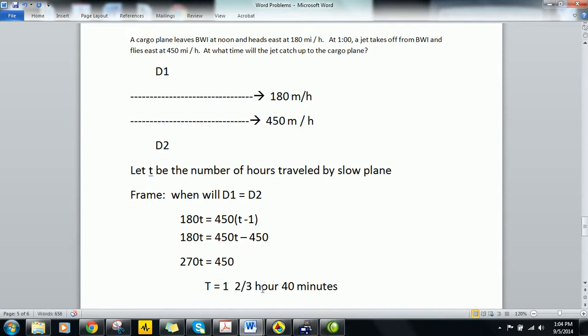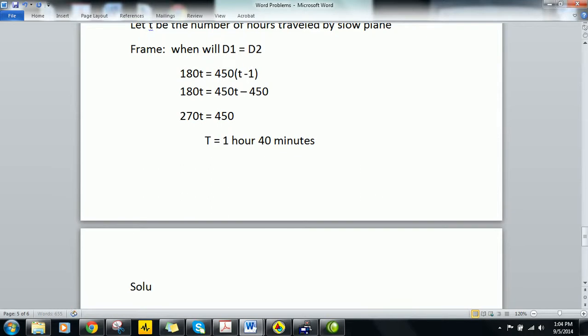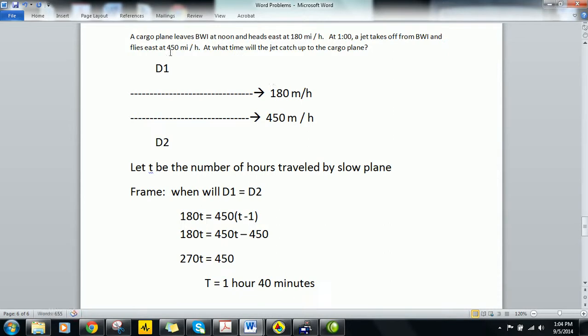I'm going to convert. So therefore, the slowest plane starts at noon and travels for 1 hour and 40 minutes. I'm going to add an hour and 40 minutes to its departure time, which was noon, to get 1:40. So my solution for this problem is that an hour and 40 minutes after the slow plane departs, which is the same as 40 minutes after the fast plane departs, at 1:40, the planes will, quote-unquote, meet. Solution.